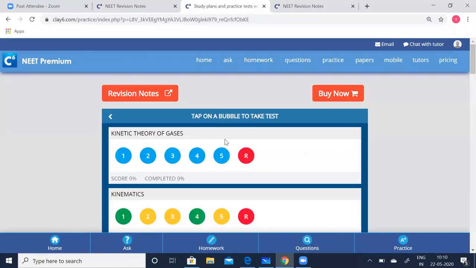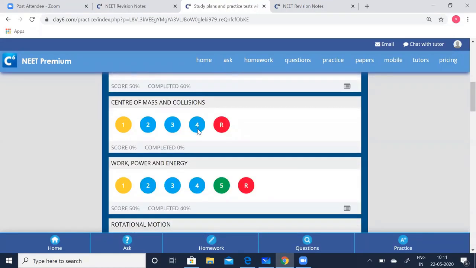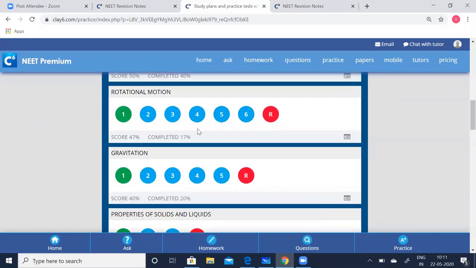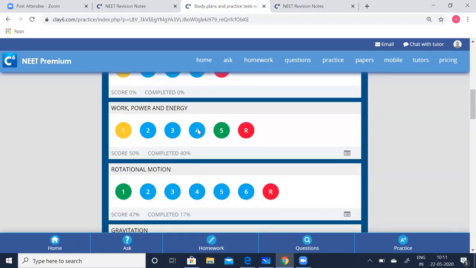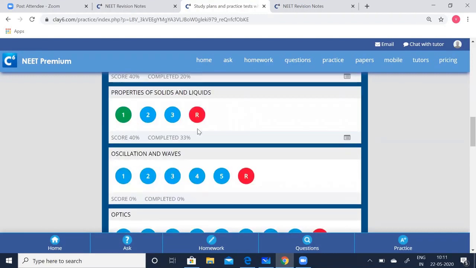Click on the physics part there. You can see so many tests are there, 102 chapter wise tests. The green bubble says you have not taken the test, and the red one says it is a random test.